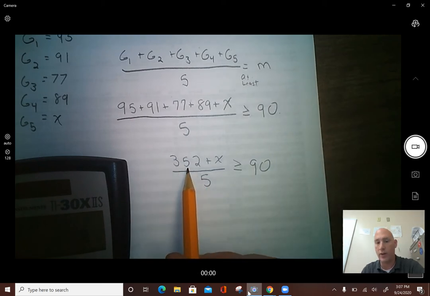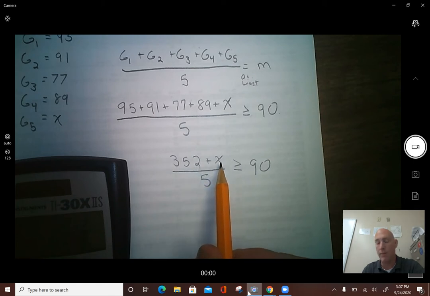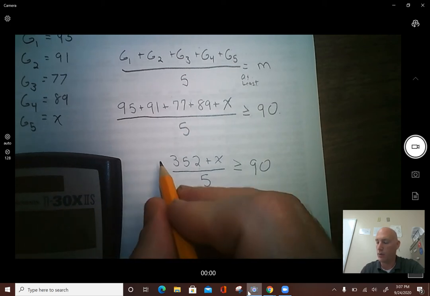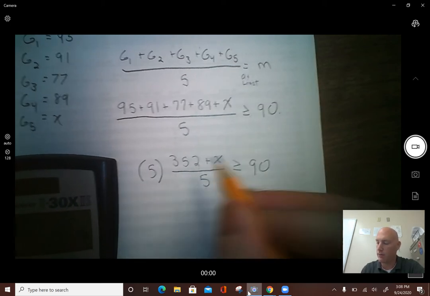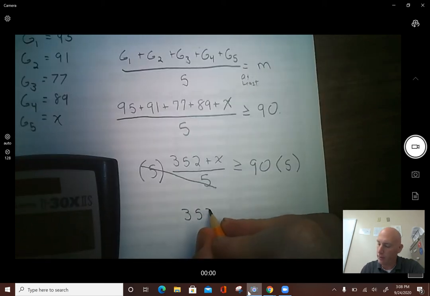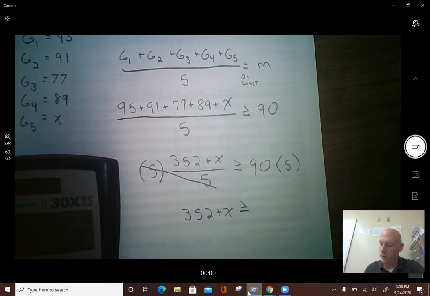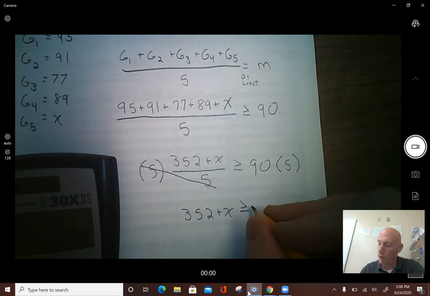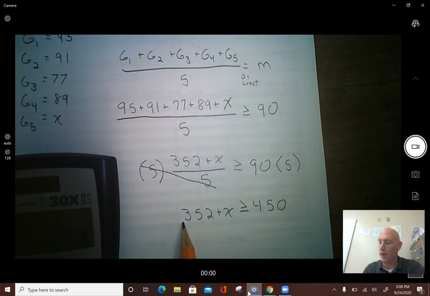In other words, we've scored 352 points so far. How many more do we have to score in order to average at least a 90? Now we're going to multiply both sides by 5 because we want to get rid of this divided by 5. Remember, it's X plus this number, then divided by 5. So 352 plus X has to be greater than or equal to 90 times 5, which gives us 450. Final step, I'm going to subtract 352 from each side.